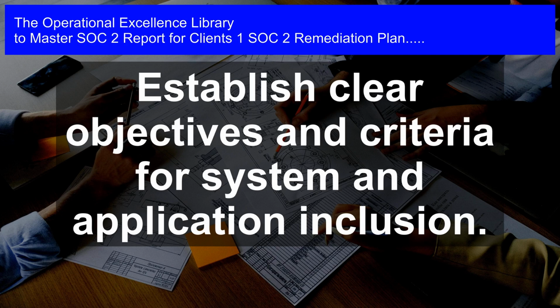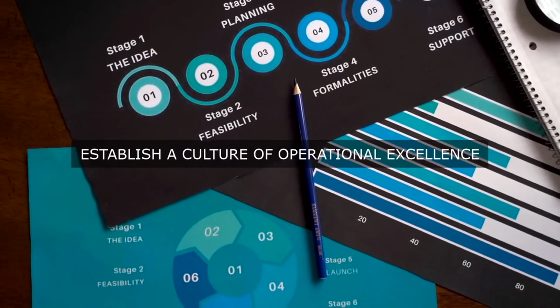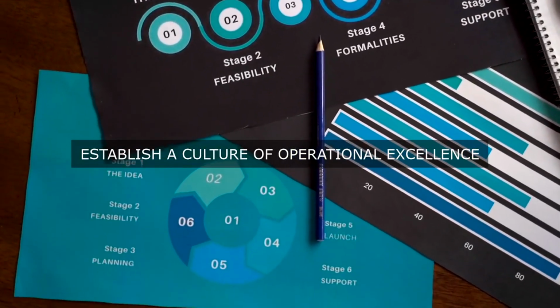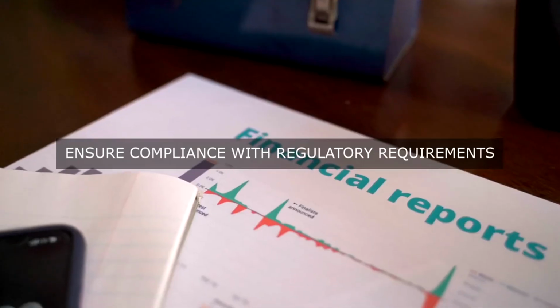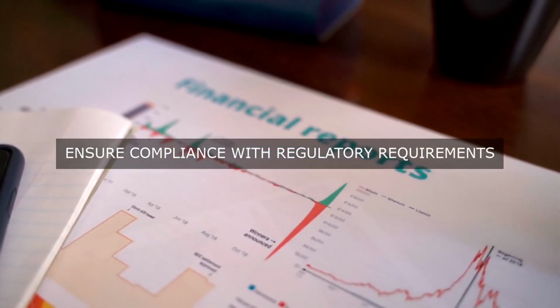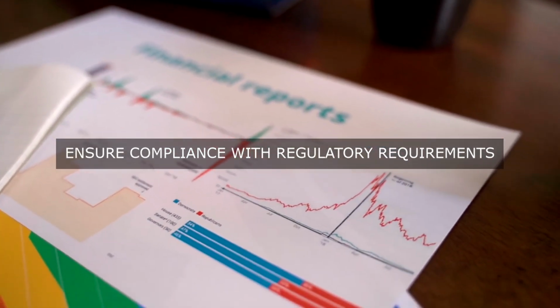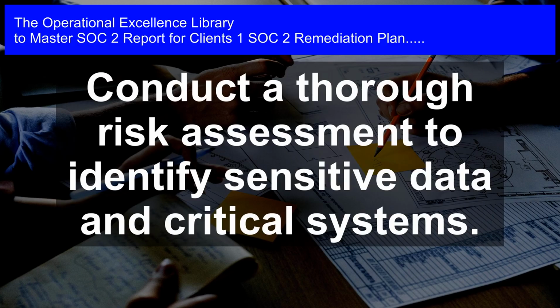For example, if the organization provides cloud-based storage services to its clients, the scope may include the cloud storage application, the underlying infrastructure, and the processes used to manage and maintain the system. However, it may exclude the organization's human resources systems or other internal applications that are not relevant to the cloud storage services.